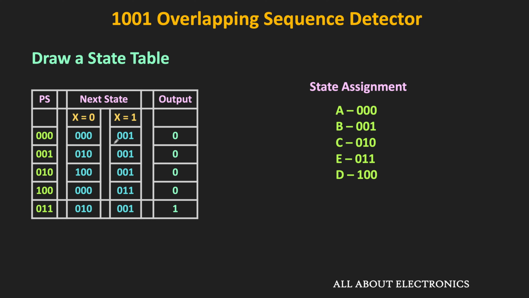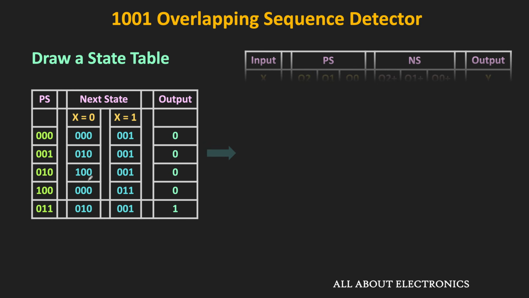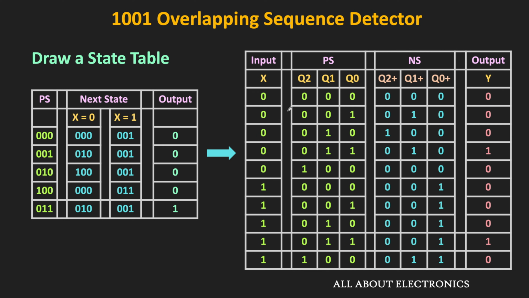So here, these states are the outputs of the flip-flop. And here, for the 3 bits, we will require the 3 flip-flops. So let's say the output of the flip-flops are Q2, Q1 and Q0. So here, the same state table is represented in a different way. Here, this Q2, Q1 and Q0 represents the present state of the flip-flop, while this Q2 plus, Q1 plus and the Q0 plus represents the next state.